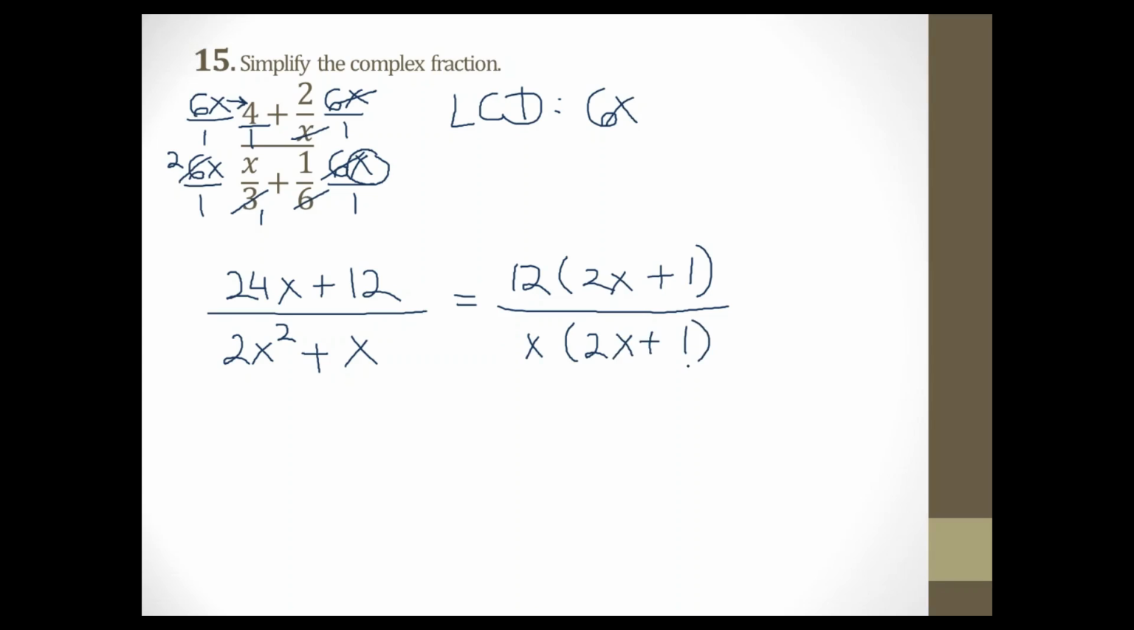So now you may see whenever I have something exactly the same in top and bottom, I can cancel that out. It needs to be separated by multiplication. If there was an addition or subtraction sign, I wouldn't be able to do it. But whenever it's multiplied, then I can cancel it out. So I'm left with 12 over x as my final answer.